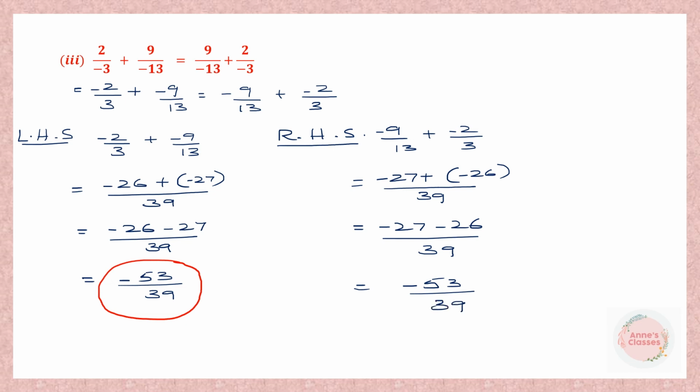So on the right hand side we've got minus 53 by 39, and on the left hand side also we have minus 53 by 39. That means left hand side is equal to the right hand side. So we have to show that left hand side is equal to the right hand side. Hence we have verified that these two sides are equal.